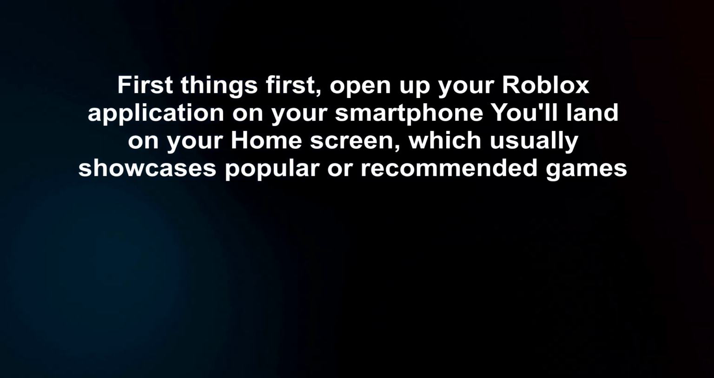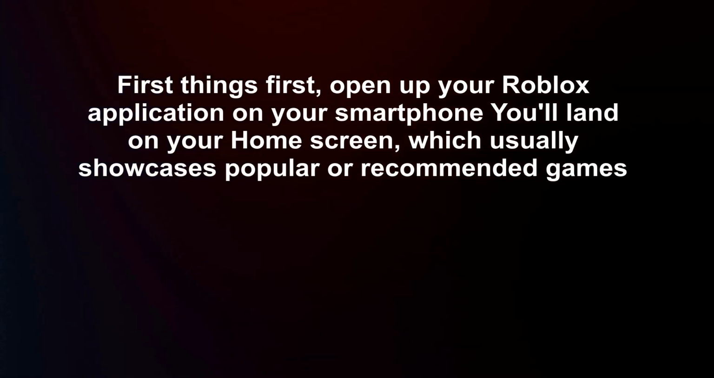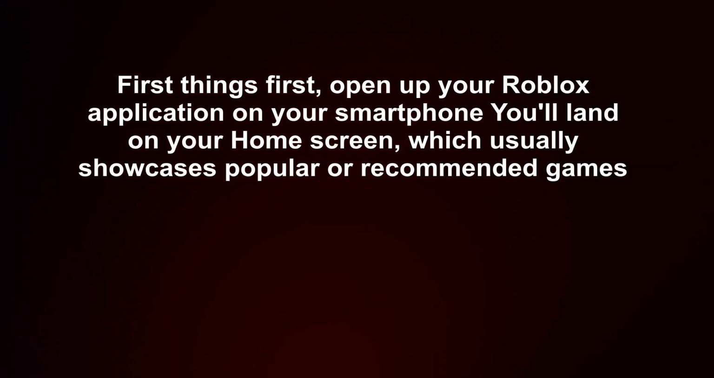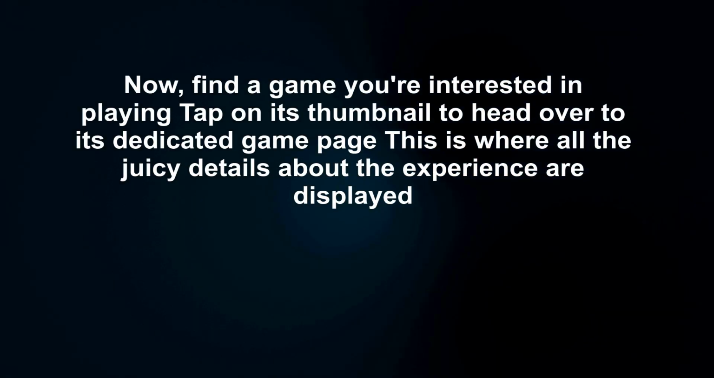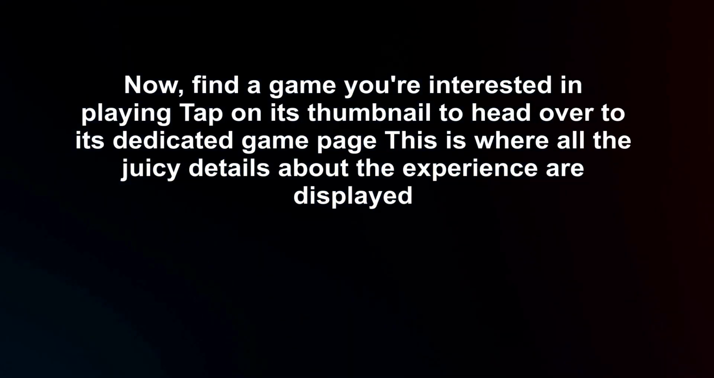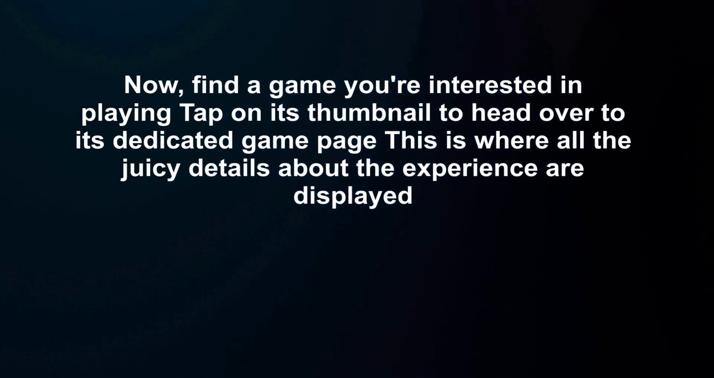First things first, open up your Roblox application on your smartphone. You'll land on your home screen, which usually showcases popular or recommended games. Now, find a game you're interested in playing. Tap on its thumbnail to head over to its dedicated game page. This is where all the juicy details about the experience are displayed.